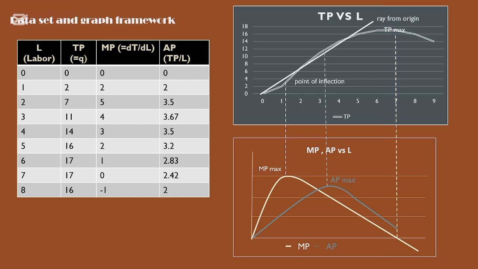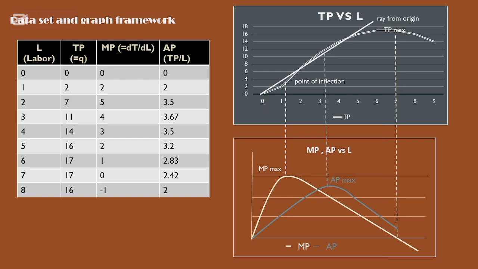So initially, when there is no labor, there is no output, that is, total product is 0. After that, the total product curve gets an upward slope and it gets steeper. That is, it is increasing at an increasing rate. That is because at low levels of labor, adding workers raises output more than proportionally, because specialization and division of labor happen. Workers can specialize on different tasks and use fixed capital more efficiently. So the total product curve increases.